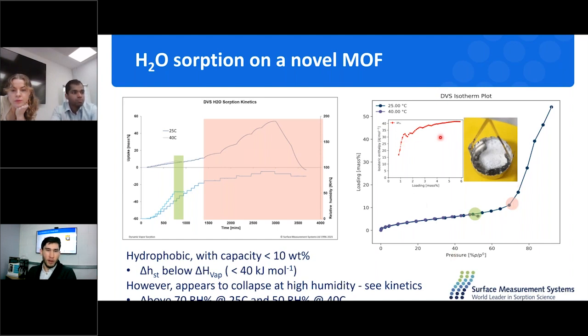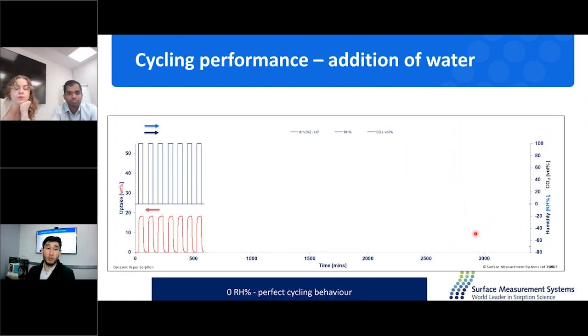If we look at purely the sorption characteristics, it is hydrophobic. The enthalpy of sorption is lower than 44 kilojoules per mole, so it is still a nice material from the point of view of hydrophobicity. It's just when high humidity is introduced that it begins to collapse. So I wanted to also test this impact on CO2 sorption. We devised sequential experiments where we introduced first CO2 and then water at different humidities.